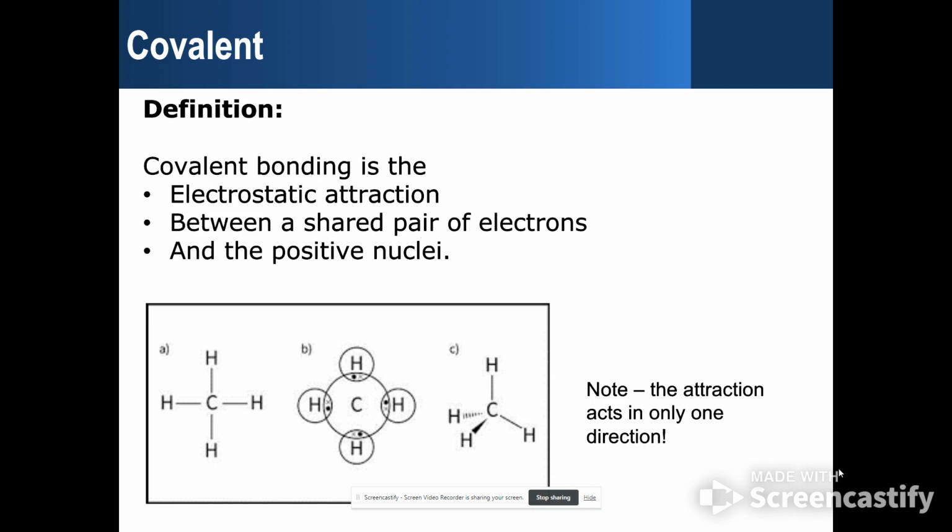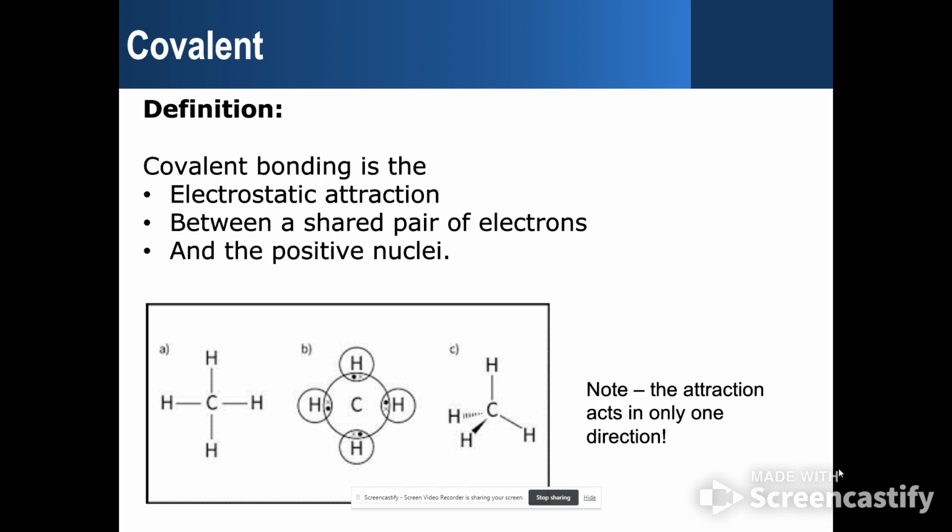They may be shown to you in multiple different ways. As you can see in diagram A, we can use just a line to represent the shared pair of electrons. 2 lines would represent a double bond, 3 lines would represent a triple bond. In diagram B, you can see overlapping circles with a dot and a cross in, showing the shared pair between the carbon and the hydrogens.